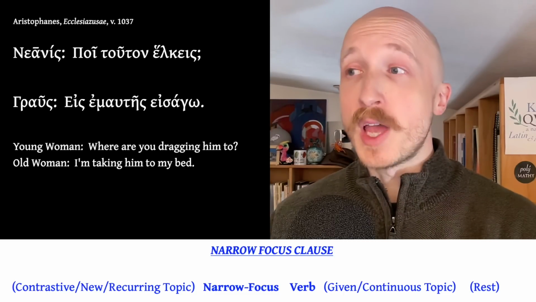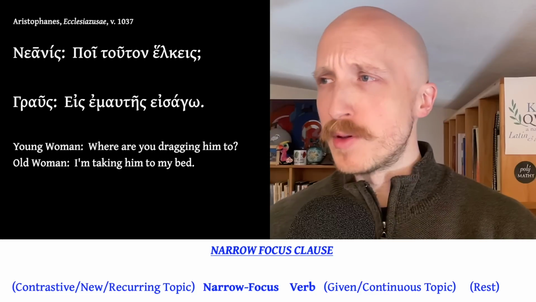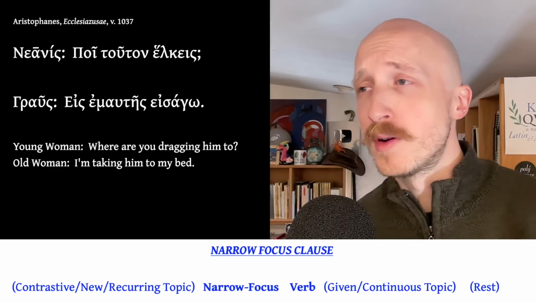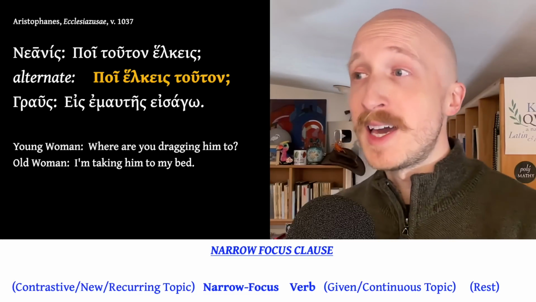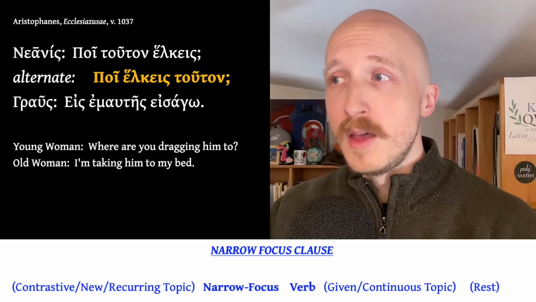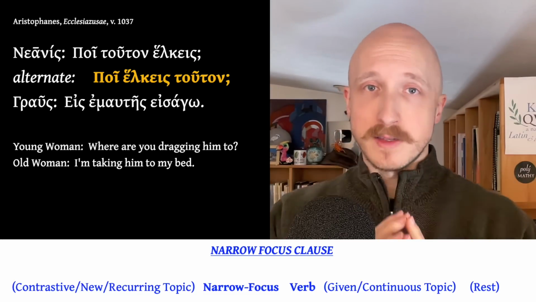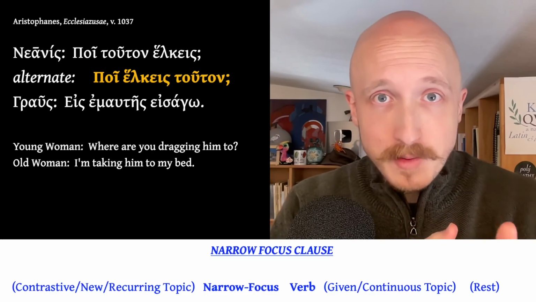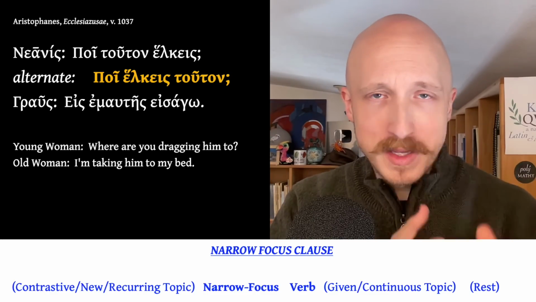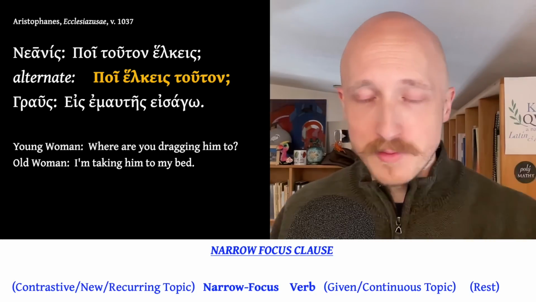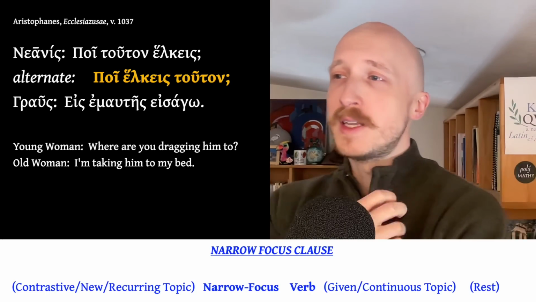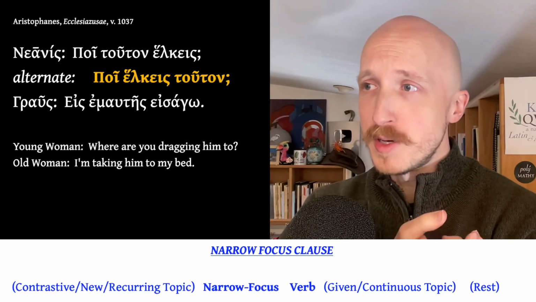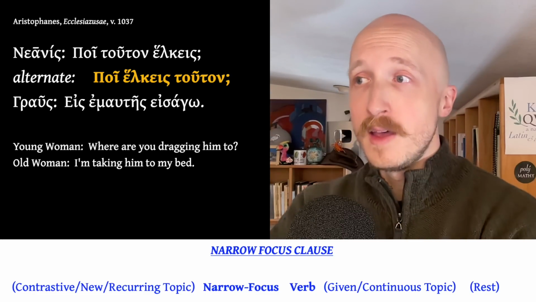What if we were to change the word order, though, the poi tu ton helkes, which is a very normal word order. What if we were to say, poi helkes tu ton? What that does is it reduces the emphasis on that word tu ton, meaning this guy who you're dragging, I don't know, by the hair or the arm, or I assume he's unconscious. I don't remember what happens in the play.